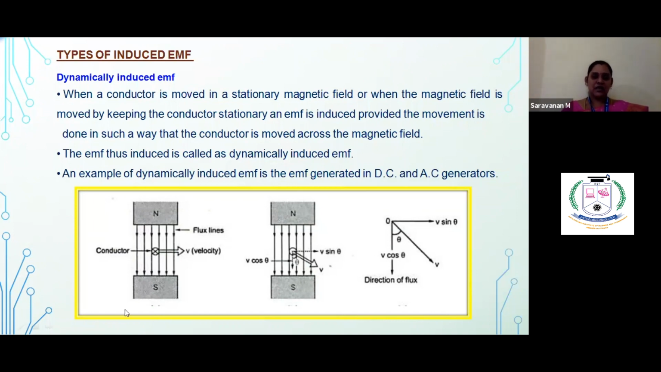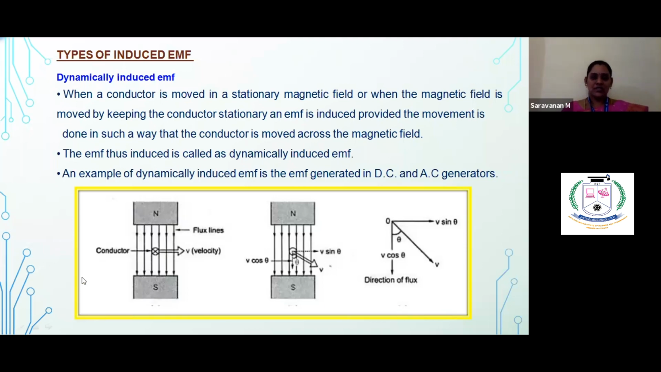Now the same conductor is moved with a velocity of v. When the conductor moves with velocity v, it will cut the magnetic lines of force. So according to Faraday's law, when the conductor cuts the magnetic lines of force, you will get an EMF.